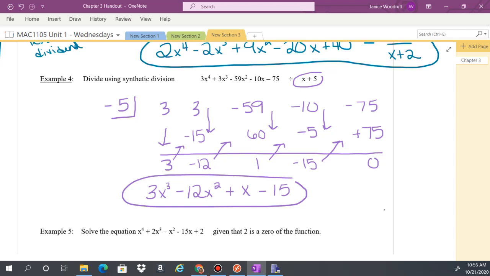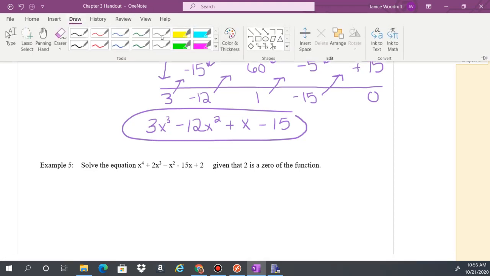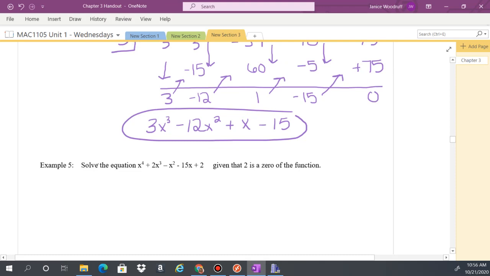All right, example 5 is a little bit different, and it says solve the equation x to the 4th plus 2x cubed minus x squared minus 15x plus 2, given that 2 is a 0 of the function. So we're not going to actually solve this just yet. We're going to do that in the next section, but we are just going to divide. But division is going to be the process of solving, so it's going to start the process.